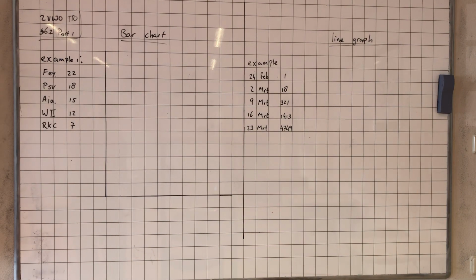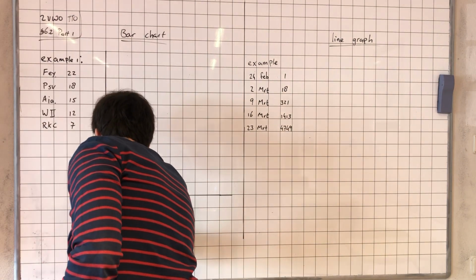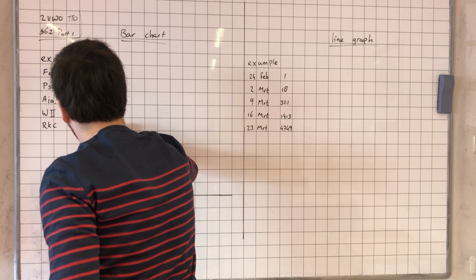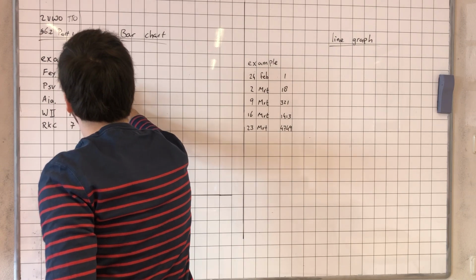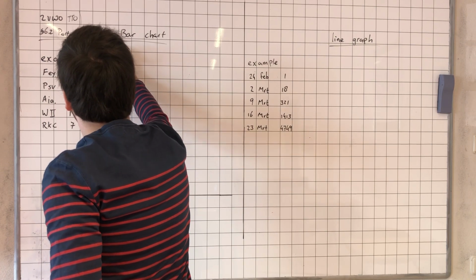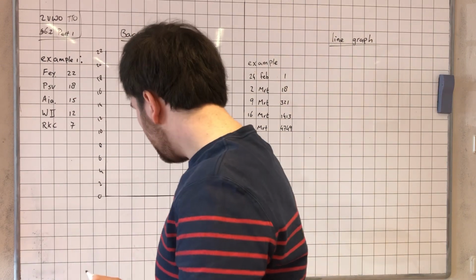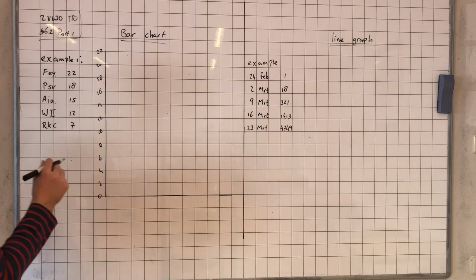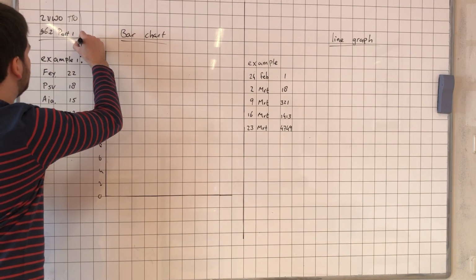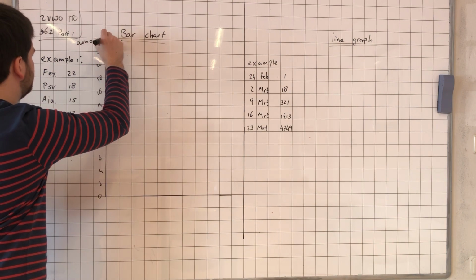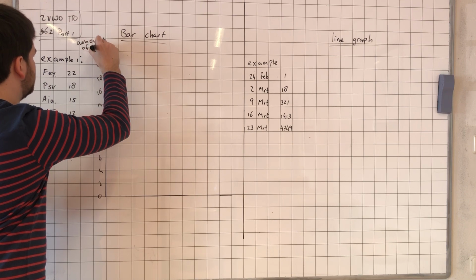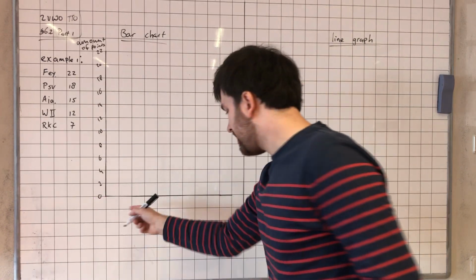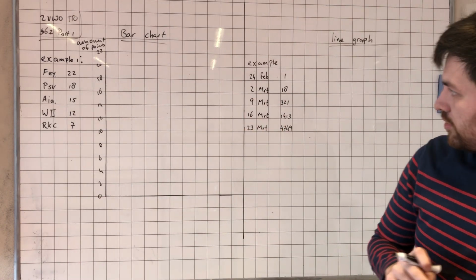Yes, that's good. So now I'm going to write down the numbers over here. 0, 2, 4, 6, 8, 10, 12, 14, 16, 18, 20 and 22. And it's important to know what the axis represents. So in this case, this is the amount of points. And on the x-axis, I'm going to write down the clubs.